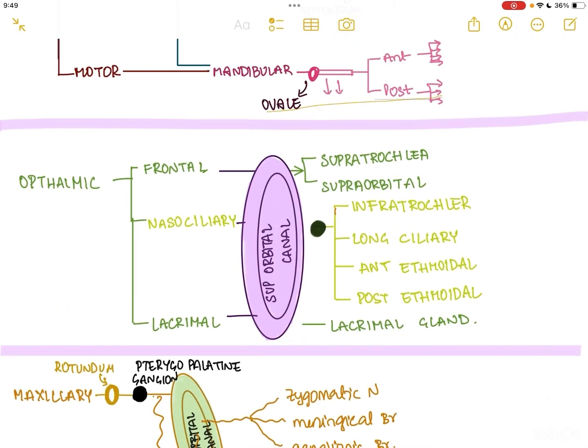Coming to ophthalmic, it divides into three branches. One is frontal, nasociliary, and lacrimal. So first, lacrimal, as the name suggests, goes and supplies the lacrimal gland. The frontal supplies the eye, with the supratrochlear and the supraorbital. Coming to nasociliary, this word nasociliary refers to the nose, right? So it gives posterior and anterior ethmoidal branches, and as in the name nasociliary, it gives a long ciliary branch, and also the infratrochlear. The frontal is giving supratrochlear, the nasociliary is giving infratrochlear. The ophthalmic divides into frontal, nasociliary, and lacrimal before passing through the superior orbital fissure.